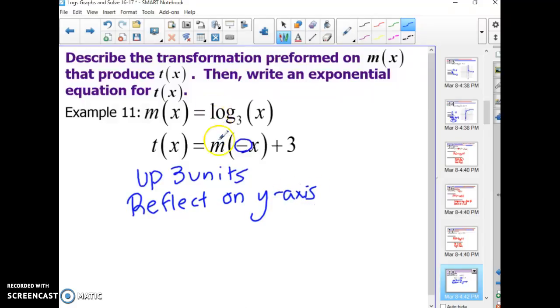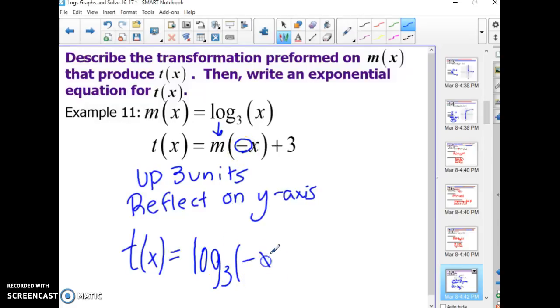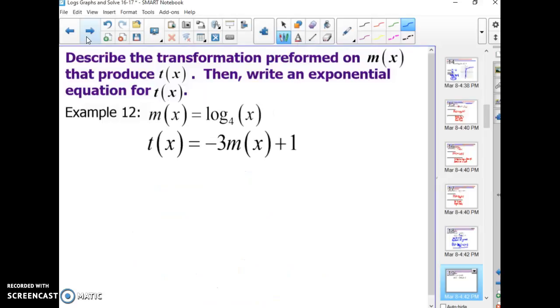All right, so now I need to go write the equation t of x. Well, I need to plug in for m that log base 3. Okay, so I need to put in a negative x on the inside because that's going to make it reflect on the y-axis, and then I add a 3 at the end. And we are done.